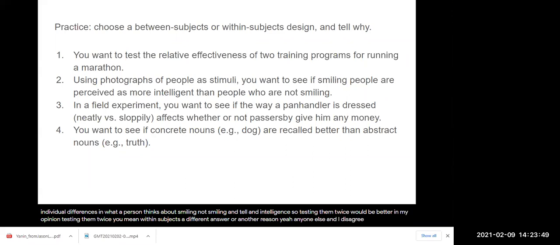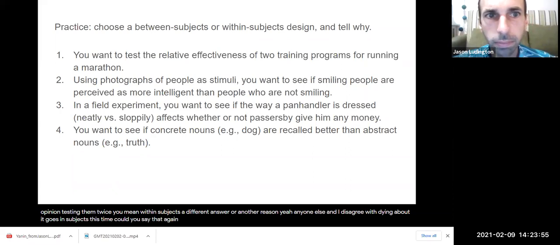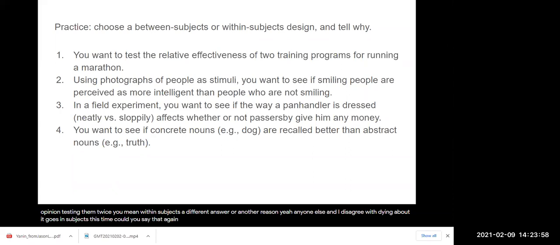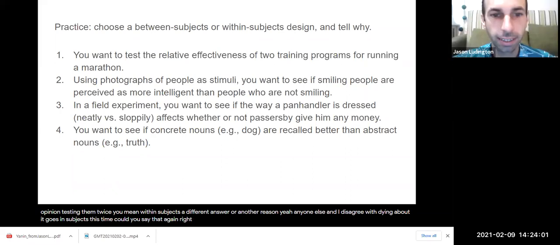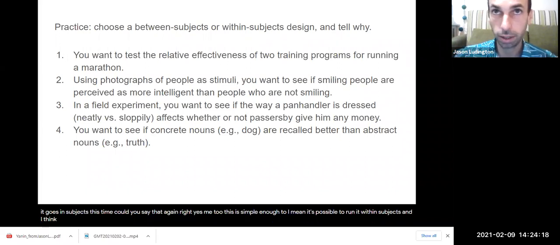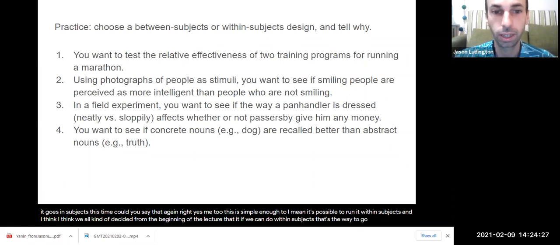I just agree with Diane about the within subjects design. Could you say that again? I'll just say I agree with her about the within subjects design. Right. Yes. Me too. This is simple enough. I mean, it's possible to run it within subjects. And I think we all decided from the beginning of the lecture that if we can do within subjects, that's the way to go. So this one we could do within subjects.